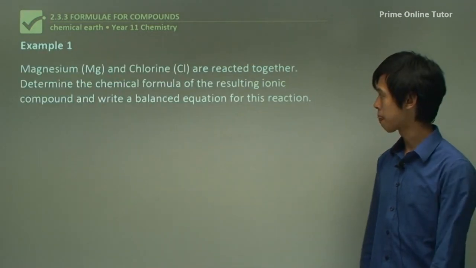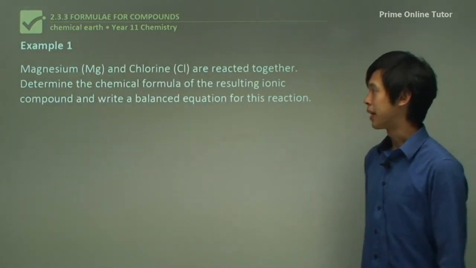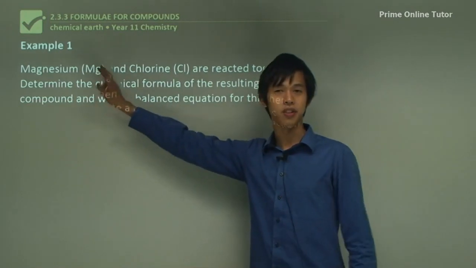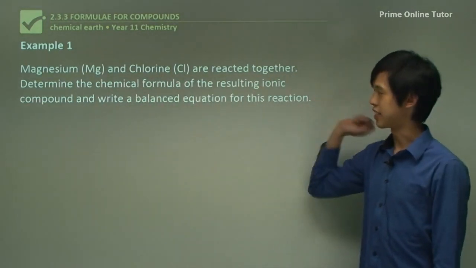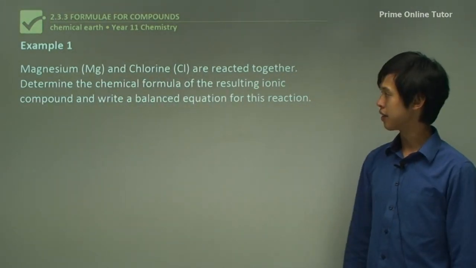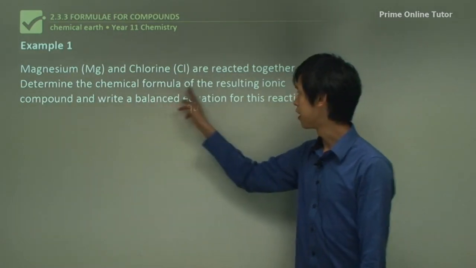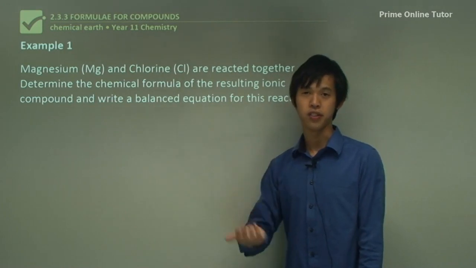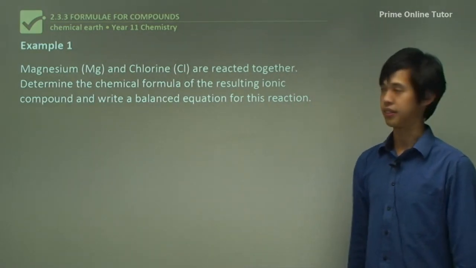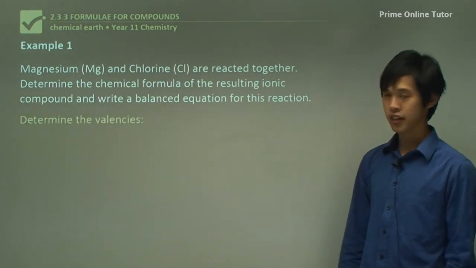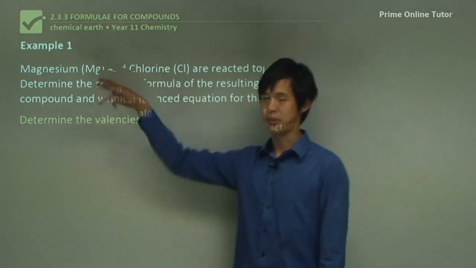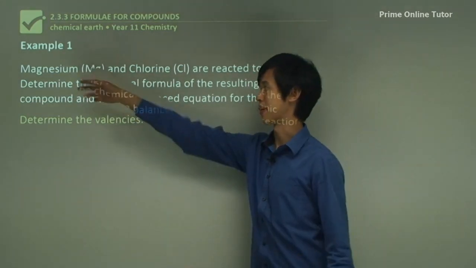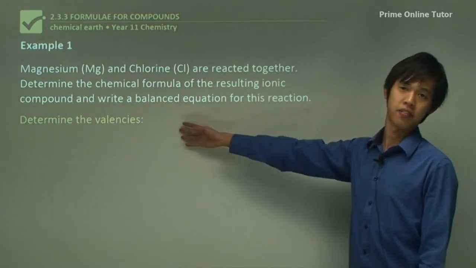So here's our example. Magnesium, which is Mg, hopefully you know this, and chlorine are reacted together. Determine the chemical formula of the resulting ionic compound and write a balanced equation for this reaction. Fairly standard question. First, we've already identified that it's magnesium and chlorine, so we don't have to worry about that now. We'll determine the valencies first.